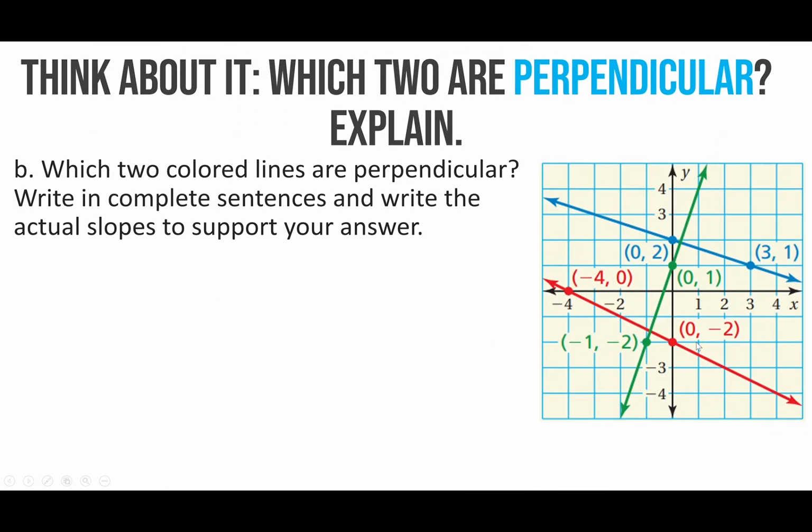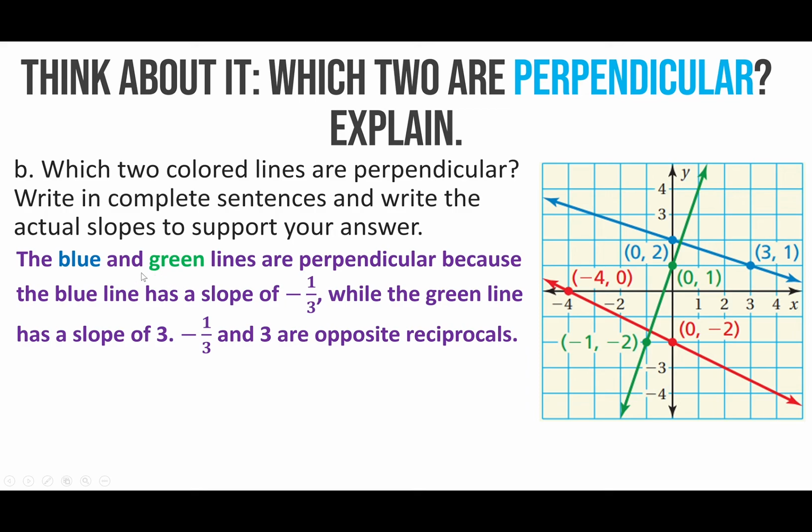Which two lines here are perpendicular to each other? So I'm going to give you guys 5 seconds. 5, 4, 3, 2, 1. Okay, here we go. The answer is going to be blue and green. Why? Because the blue one has a slope of negative 1/3.